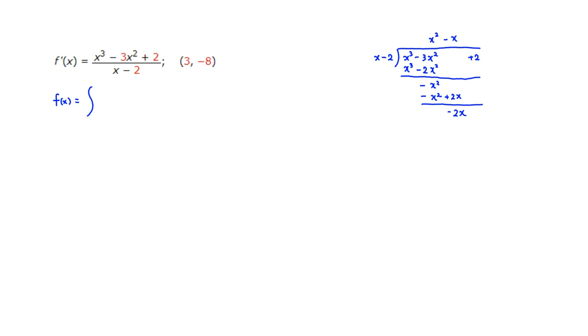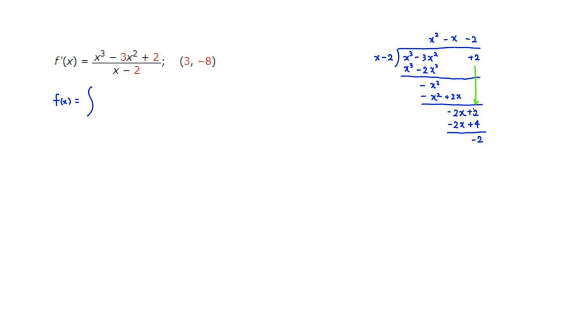Then we can bring this positive 2 down. So we have plus 2 here. How many x's can we squeeze into negative 2x? So it's a negative 2. We have a negative 2x, and negative 2 times negative 2 is positive 4. Then we do a subtraction. 2 minus 4 is negative 2.